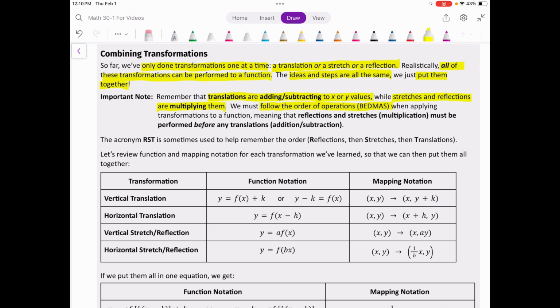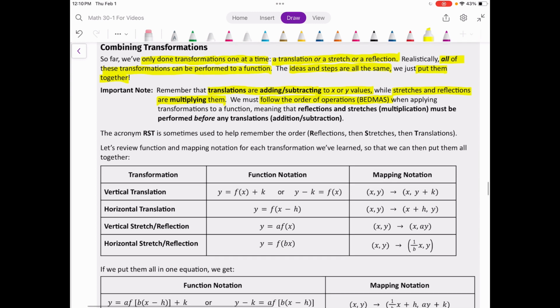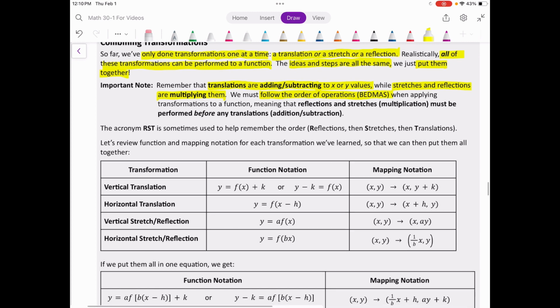BEDMAS, or some people say PEMDAS. I'm not sure which one you learned, okay? Most people, I think, go with BEDMAS. So we need to follow the order of operations when applying those transformations. So what does that mean needs to be done first?